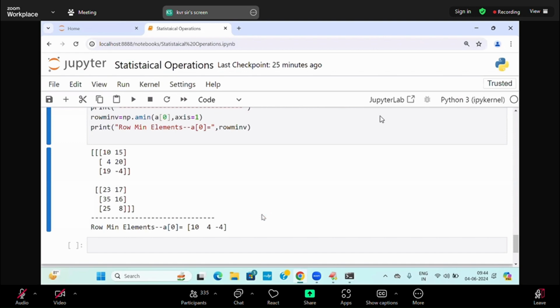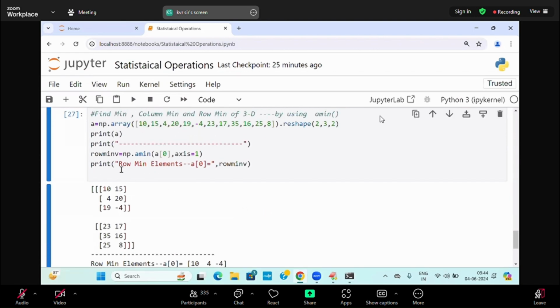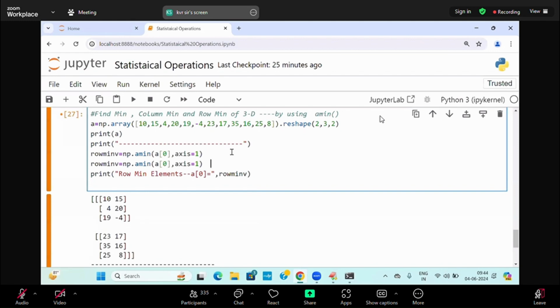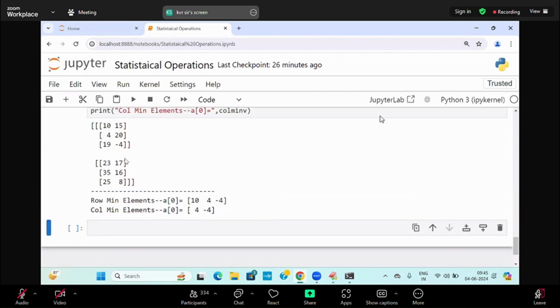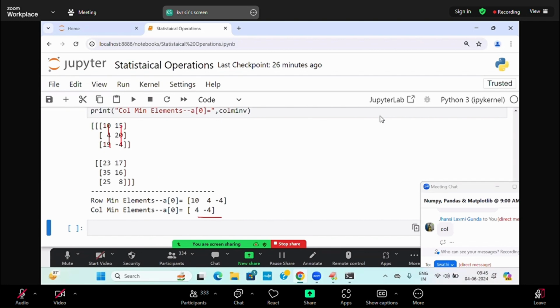Correct, very clear. Now similarly, if we want columns, columns also in the same mechanism. Column min. No more confusion. If we want it like that, it is very easy. I will take up column min of A of 0. Here you see the column min. What are the columns here? 4 and then -4. And row related: 10, then 4, then -4. That is no issue.